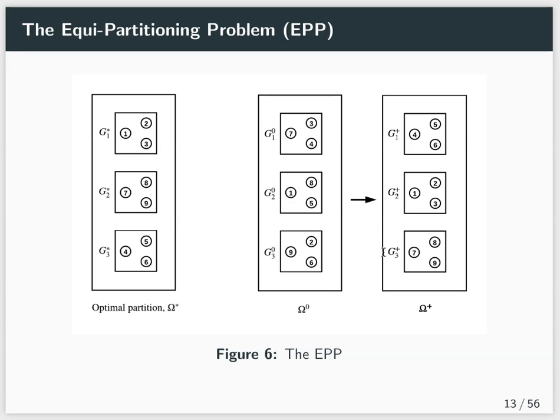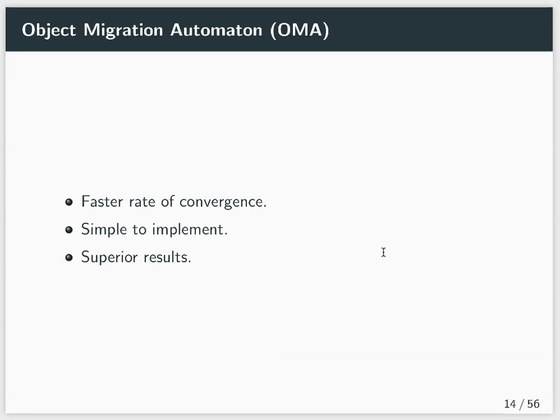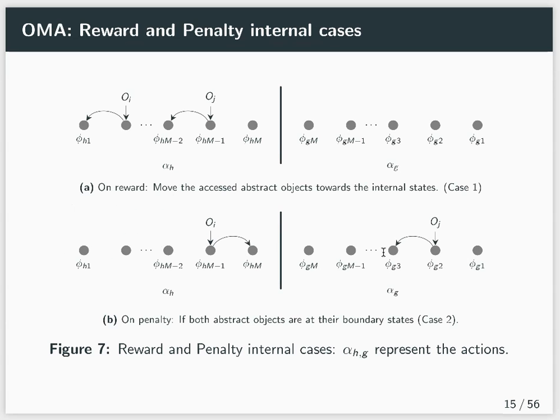And it will be ideal if this partitioning is the same as the original partitioning. If we can succeed in doing this, then these will be the elements in their respective sublist. This is done by a method which we have called the object migration automaton. This has been the benchmark for more than 30 years. The idea is also very simple. If we have two objects that are accessed together, if they are in the same sublist, then reward them by moving the objects towards the internal state.